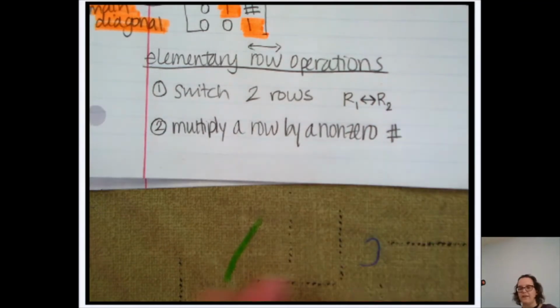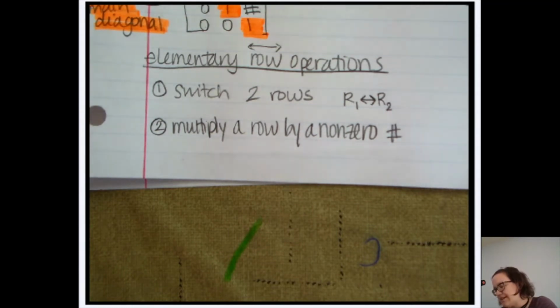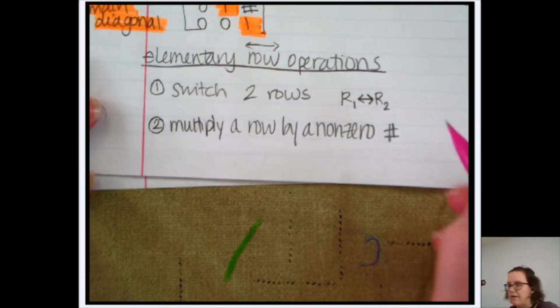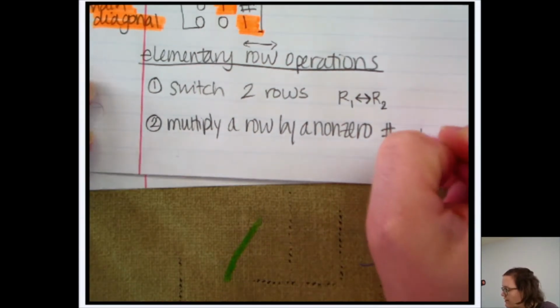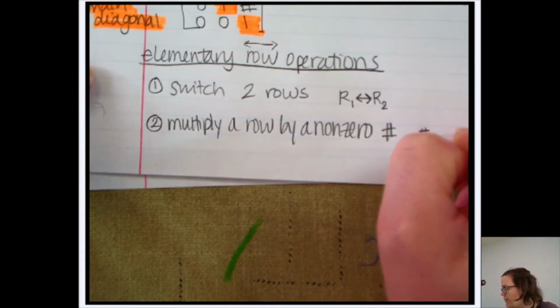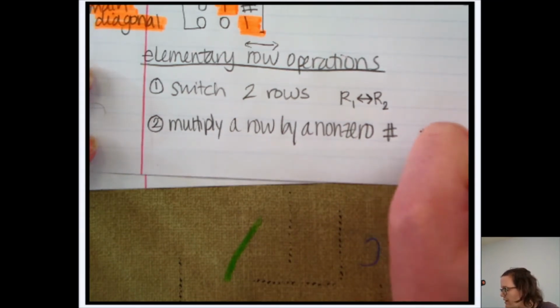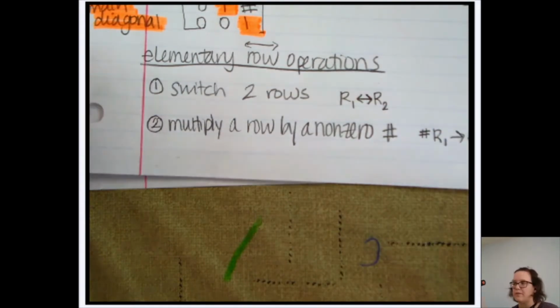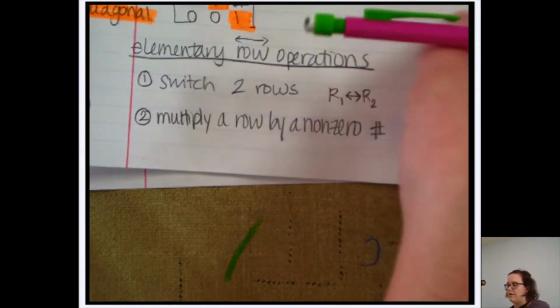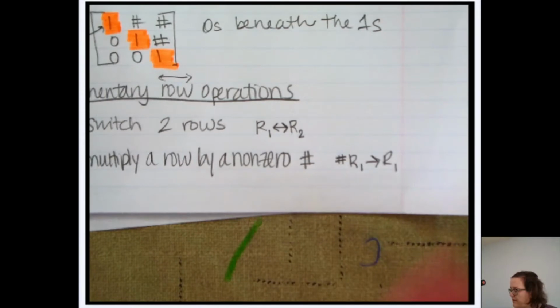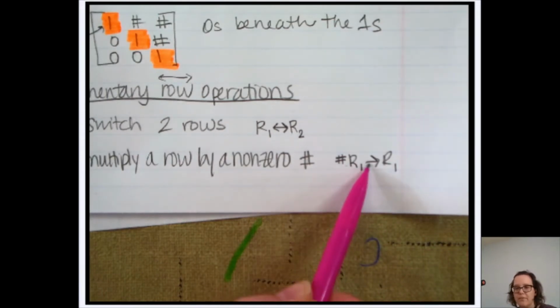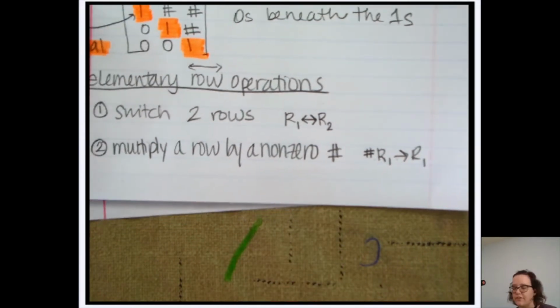Technically, you can divide as well. Like if you want to divide by 5, you could do that, but we technically say that's multiplying by a fifth. So we just say we can multiply by a number. If you want to do that, you say the number, whatever that number is, times row 1, and then it's going to go back in row 1's place. So this says I multiply row 1 by a number, and I'm going to put it back in row 1's place. I took its spot.